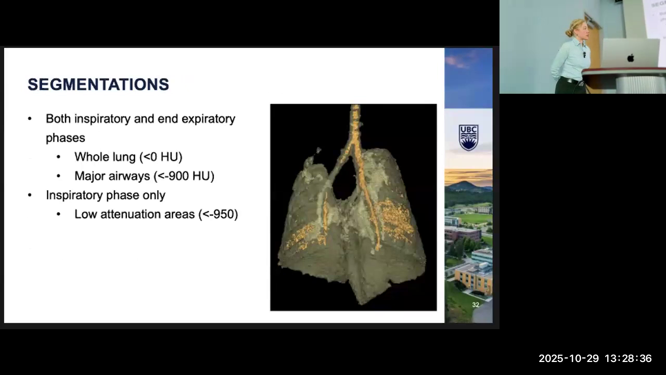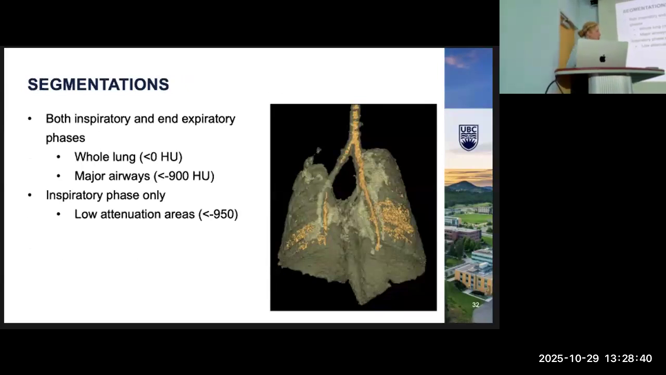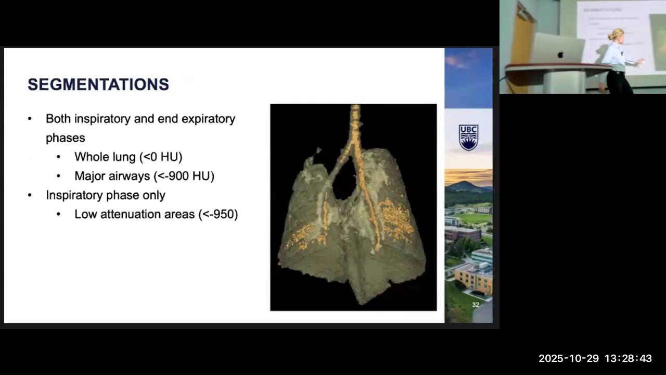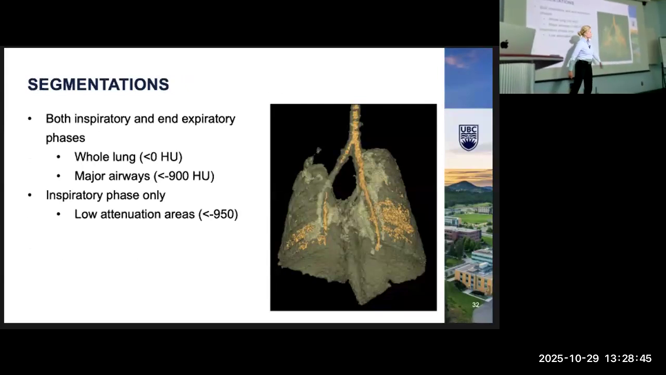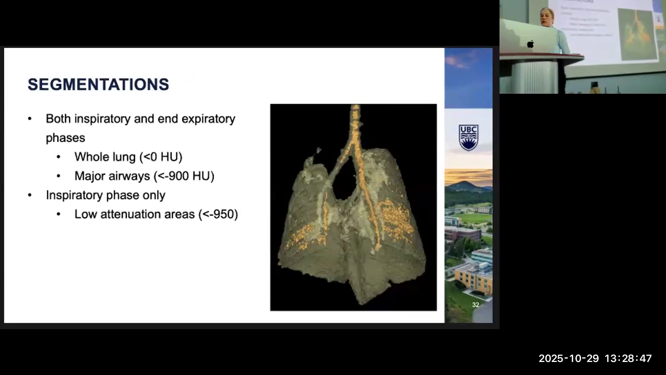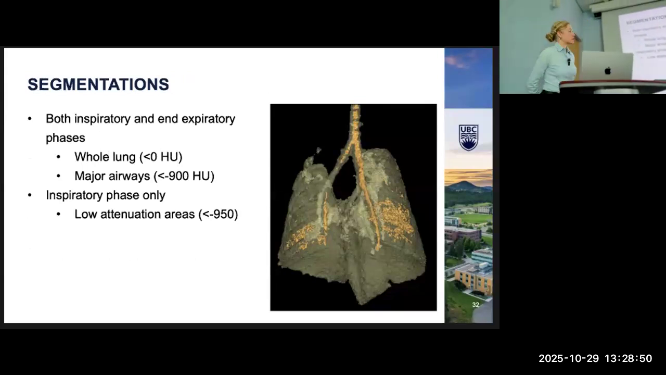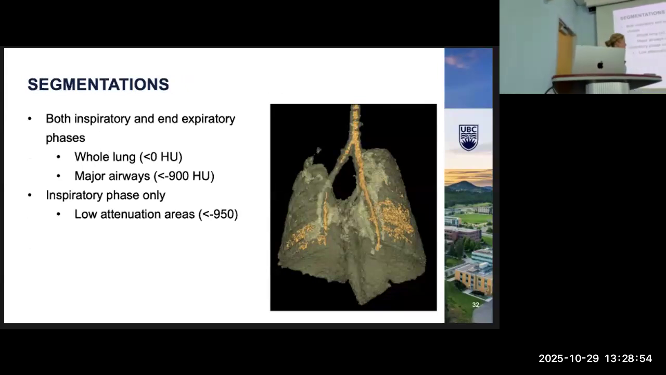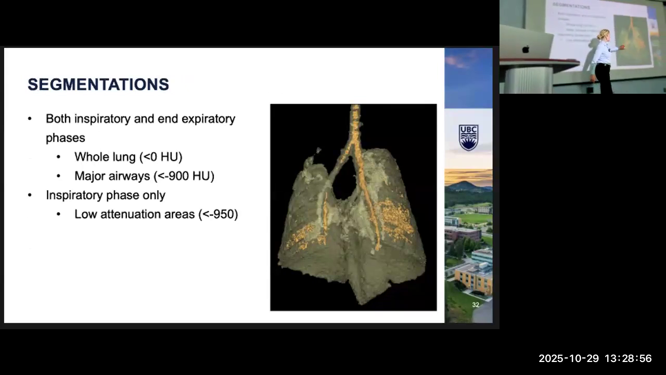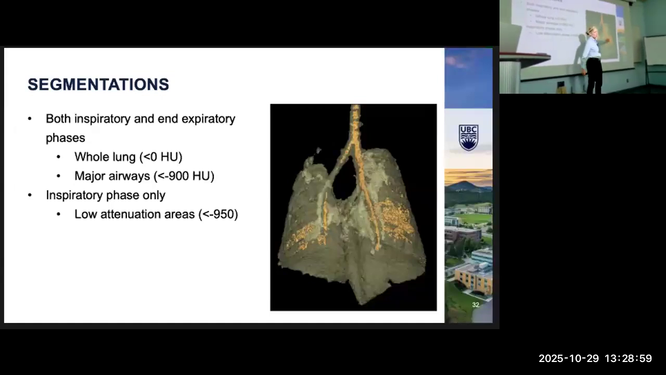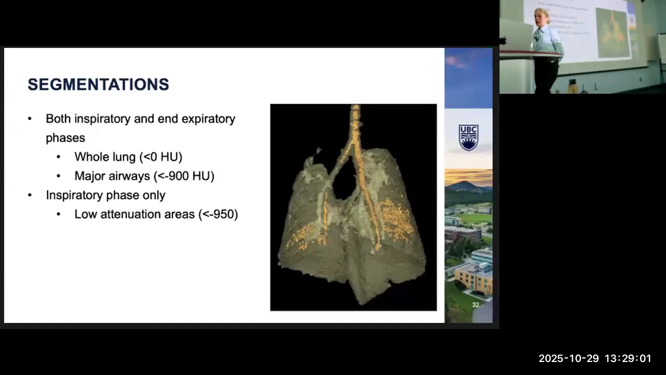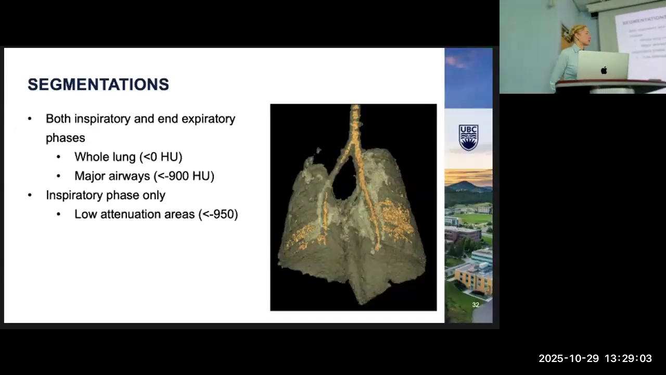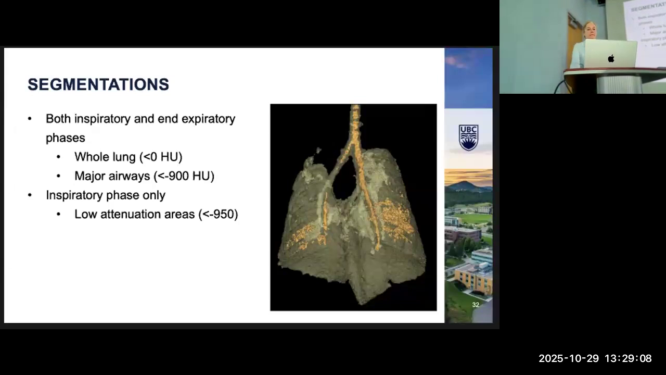So this is an example of a segmentation. So we can segment out the entire lung. So the lighter color shows the entire lung, and then the orange color is showing the major airways. And then you can see some regions that are not in an airway that also light up. So this is a measure of the LAA, the low attenuation areas.